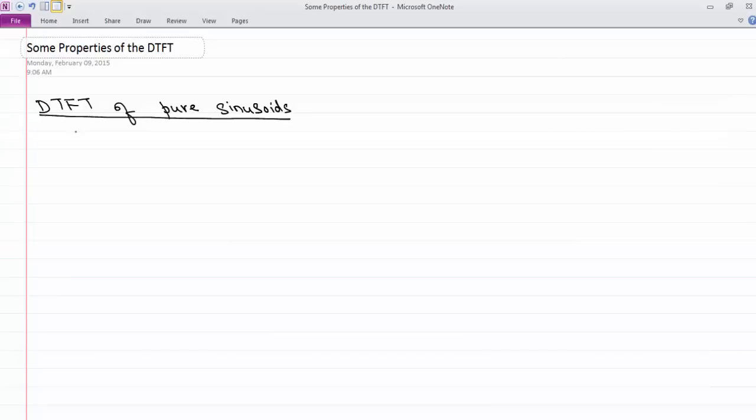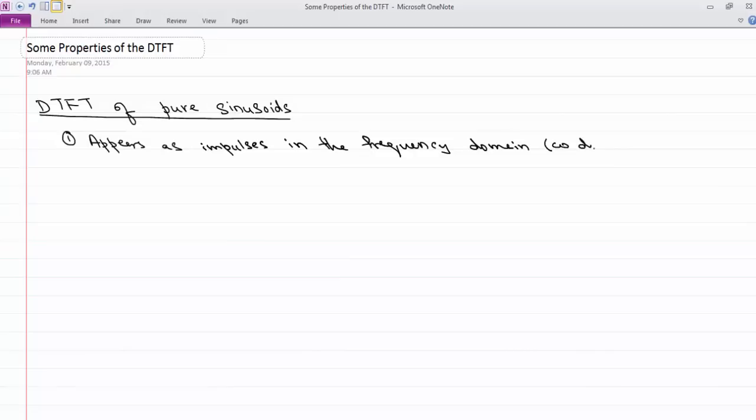And we have talked about how pure sinusoids appear in the continuous time Fourier transform. So a similar relationship applies. The first part is that any pure sinusoid, which is cosine, sine, or e to the j omega n, therefore appears in the DTFT as impulses in the frequency domain. And since we are in the discrete world, what it means is the little omega domain.